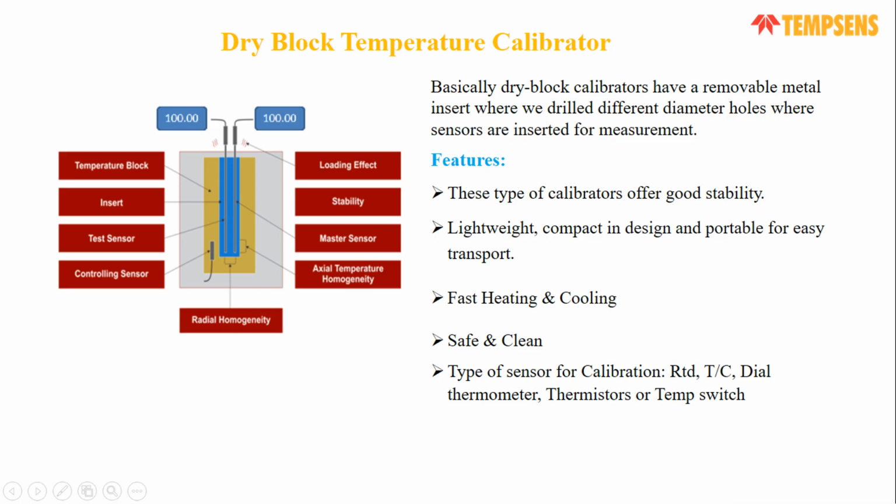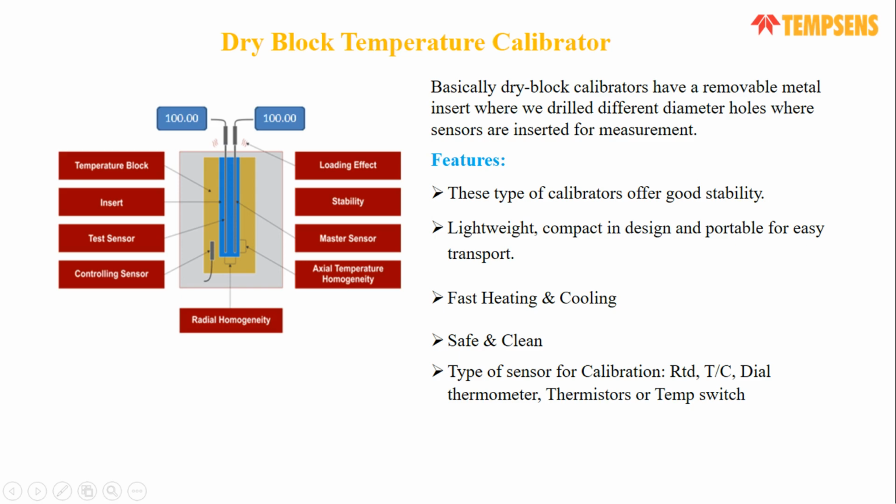This is the diagram of a dry block temperature calibrator. It is a heating zone where we wrap the heater, and we have the controlling sensor that is directly connected to your controller. The metal insert goes inside, and the metal insert has different types of holes where you can put your master sensor and test sensor. So basically it is a comparison type temperature calibrator, where, based on the master temperature which is calibrated in a lab, you put your test sensor and, by the comparison method, check whether your test sensor has any drift, or calibrate your test sensor.